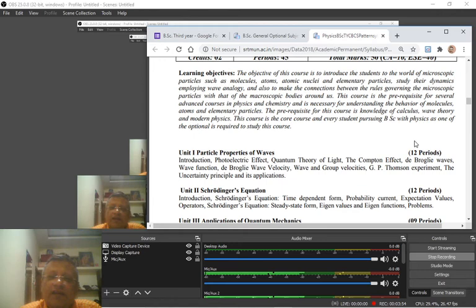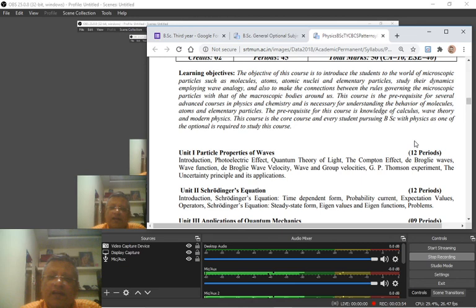The second unit of our syllabus is Schrodinger's equation. Schrodinger gave two equations: the time independent equation and the time dependent equation. These equations play a very important role in quantum mechanics, in a similar way as Newton's laws of motion and gravitation play an important role in mechanics. Schrodinger's equation is the base of quantum mechanics, playing a very important role in its development.